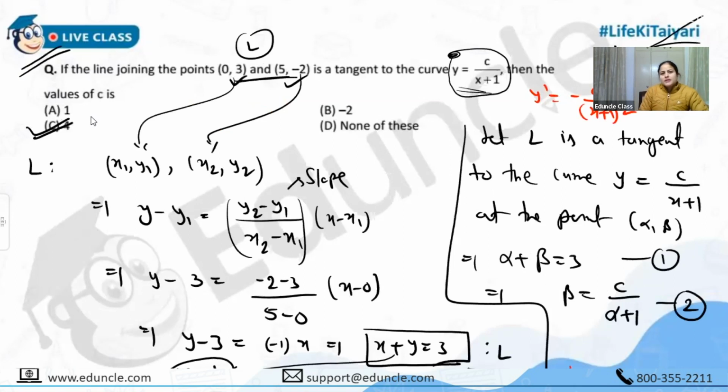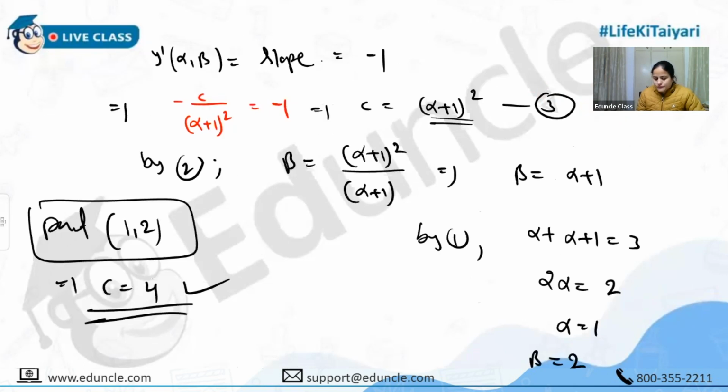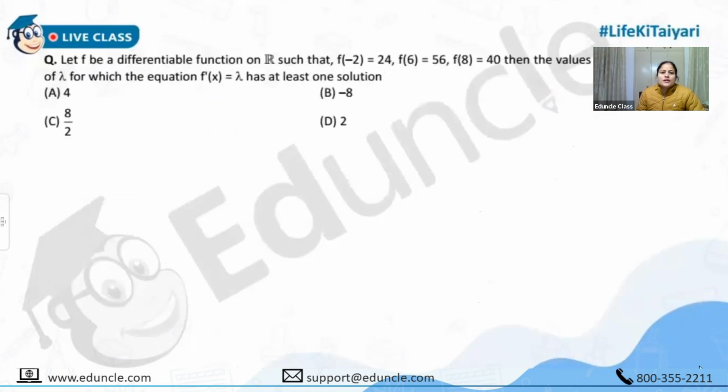ठीक है, इट इज बेस्ड ऑन आवर यूजुअल थ्योरी. क्लियर? चलिए तो फिर आगे बढ़ते हैं. लेट्स मूव टू दिस क्वेश्चन नाउ. रीड द क्वेश्चन देन.